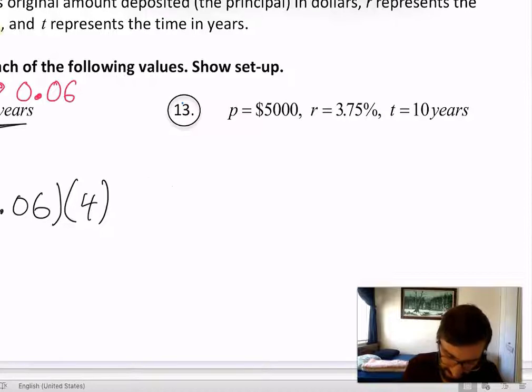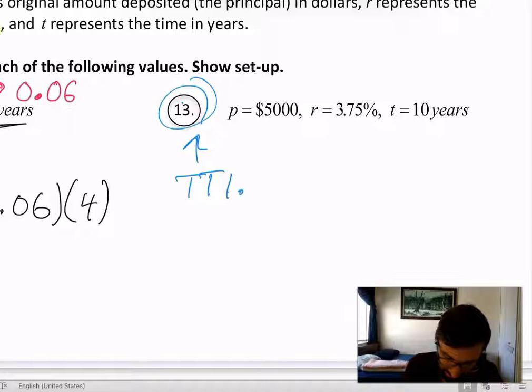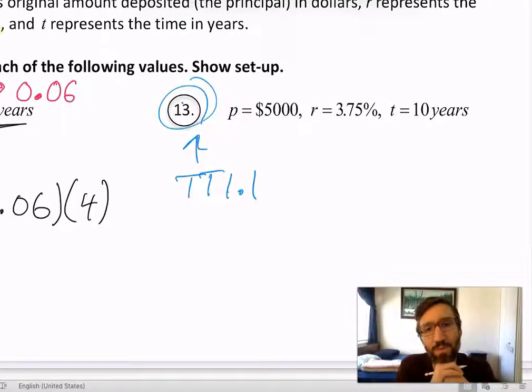This last question, again, it's circled. So that indicates you're going to be answering this question on Try This 1.1.